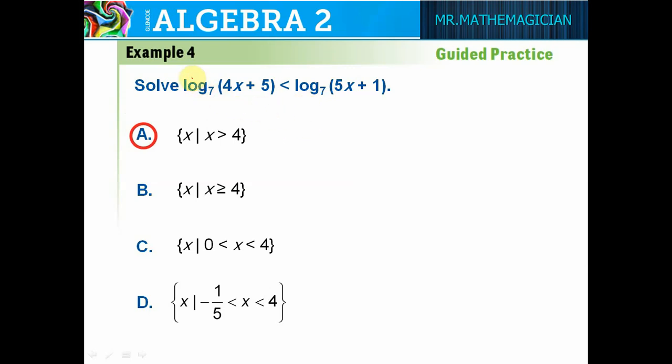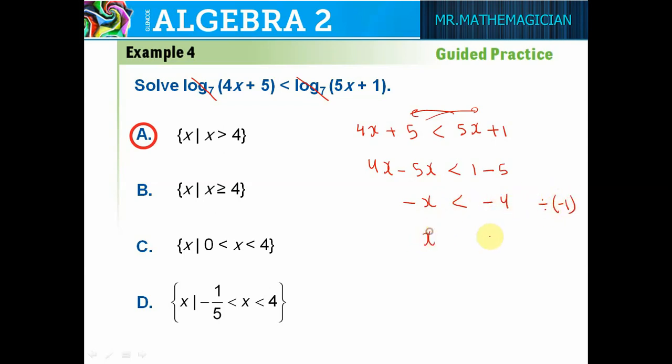Following the inequality property, I can cancel log base 7 with log base 7. So 4x plus 5 is smaller than 5x plus 1. Now take x's together and numbers together. So 4x minus 5x is smaller than 1 minus 5, means negative x smaller than negative 4. Now divide by negative 1 for both sides. This becomes x, this will be 4, and the direction of inequality changes. So x is bigger than 4. That's why A is an accurate choice.